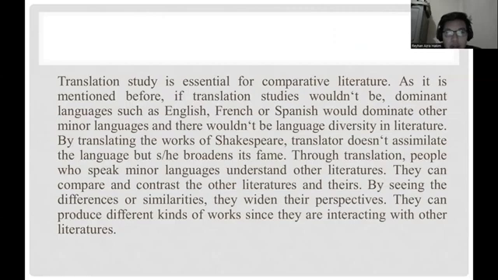Translation study is essential for comparative literature, as mentioned before. If not for translation studies, dominant languages such as English, French or Spanish would dominate other minor languages, and there wouldn't be language diversity in the literature. By translating the work of Shakespeare, the translator doesn't assimilate the language, but she or he broadens its fame. Through translation, people who speak minor languages understand other literatures. They can compare and contrast the other literatures and theirs. By seeing the differences or similarities, they widen their perspective. They can produce different kinds of work since they are interacting with the other literatures.